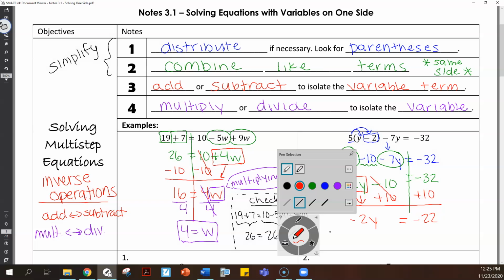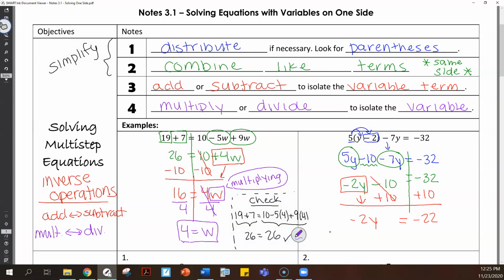Now that my variable term is by itself, I can get my variable by itself. My variable is y. Currently, that -2 is keeping y from being alone, so I'm going to get rid of it by doing the opposite. Right now, it's -2 times y, so I'm going to undo that by dividing by -2. And anything I do to one side, I have to do to the other side.